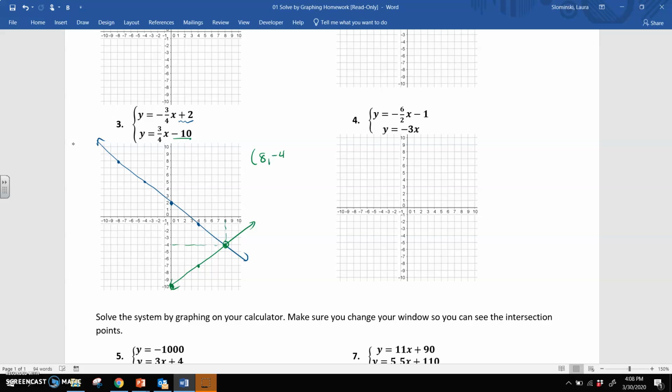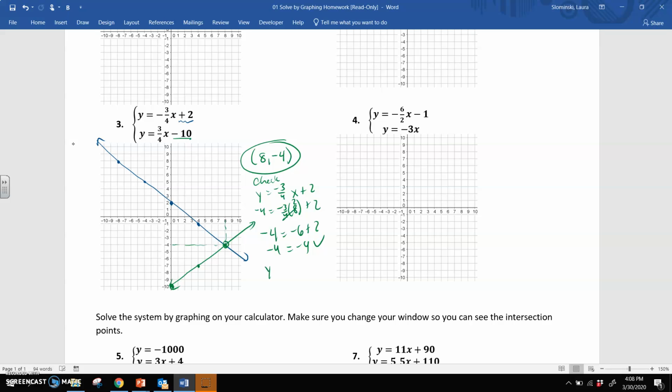So I'm almost positive that's my answer, but I do want to do a quick check just to make sure it works. To check, I take both equations separately, so I'm going to take negative 3/4 x plus 2, plug in negative 4 for y, 8 for x. Now 8 divided by 4 is 2, so I can cross multiply and get rid of those. Negative 4 equals negative 6 plus 2, and that is in fact true, so we're good.